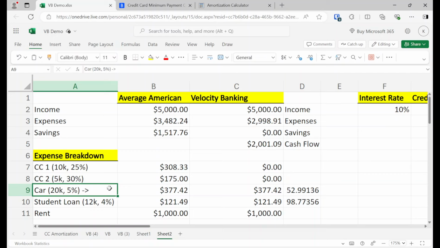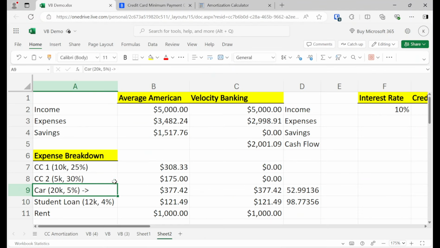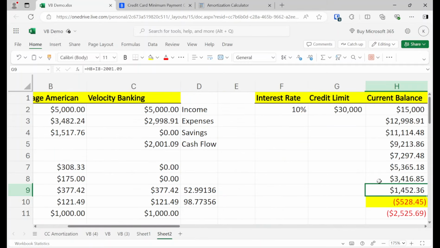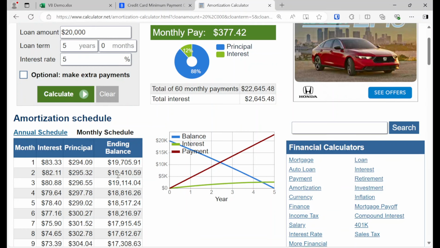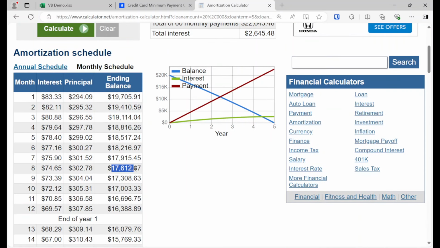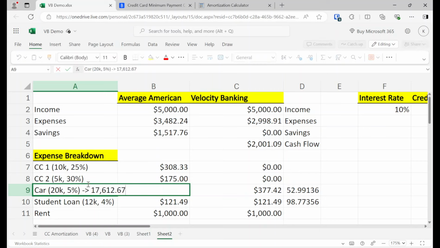And then we're going to figure out what the balance is. So what is the balance after, I need, okay, after 8 months, right? 8 months, which is 17 grand. So I just copy this figure. Okay, and then I copy and paste.